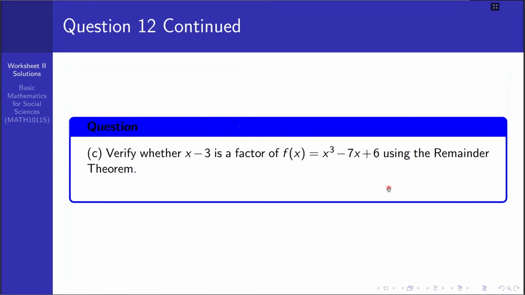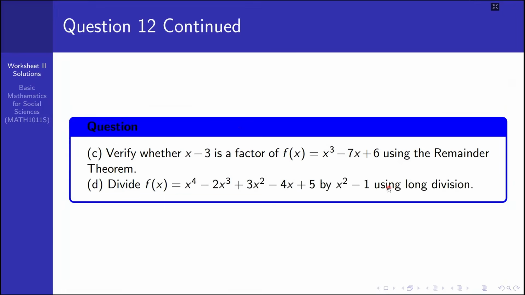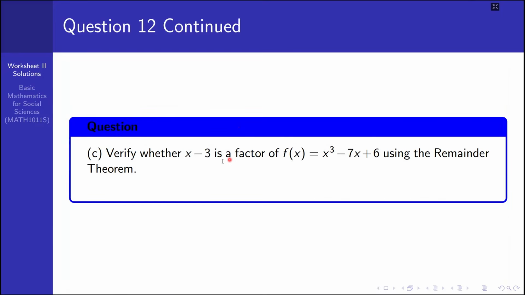Next, that is C. We are asked to verify whether x minus 3 is a factor of f of x equals x cubed minus 7x plus 6 or not, using the remainder theorem.